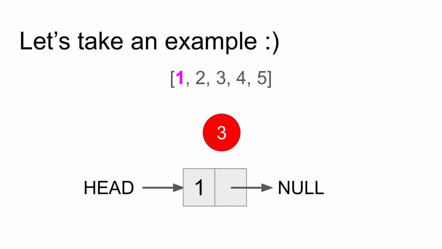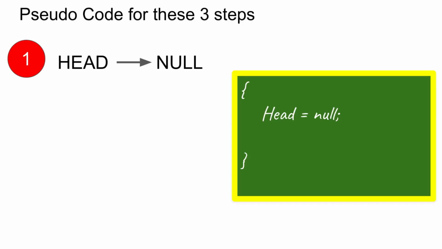In order to do that, since our list is empty, we just need to rename the reference of the head to the new node created. In that way, our first node is added to the list. Now we will see the pseudocode for these 3 steps. In the first step, we declare the head and initialize it to null.